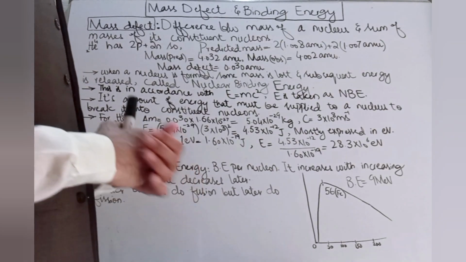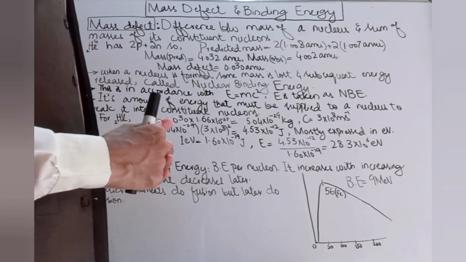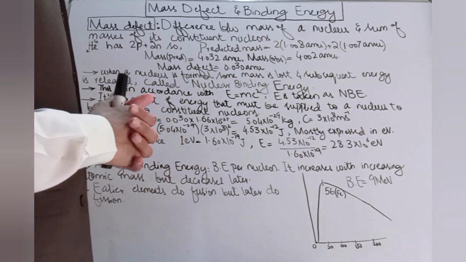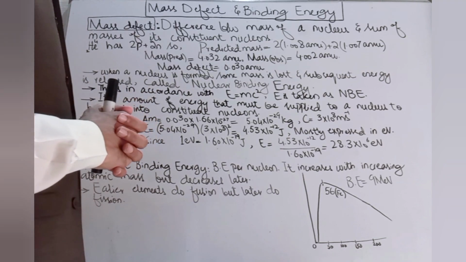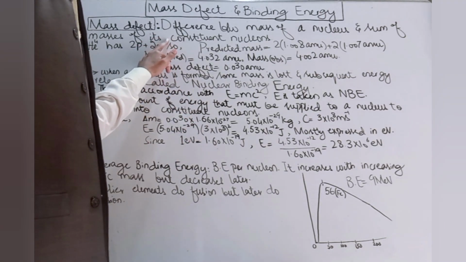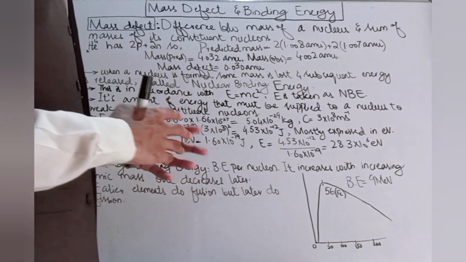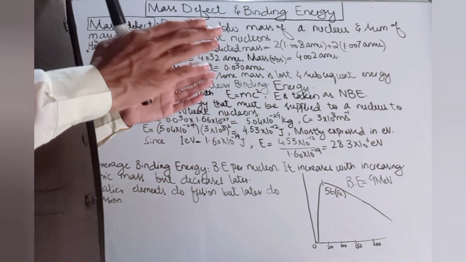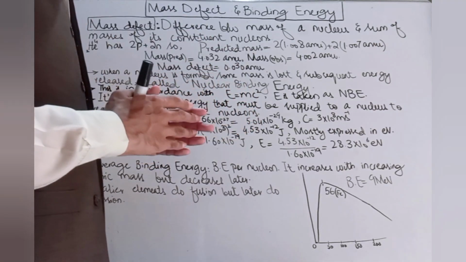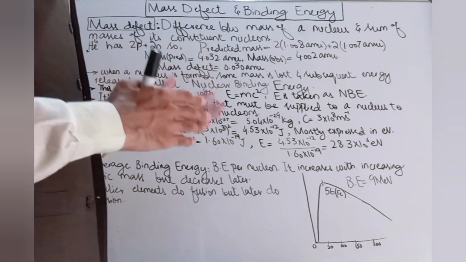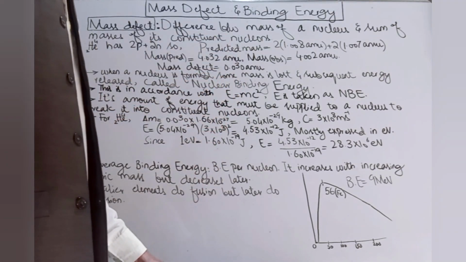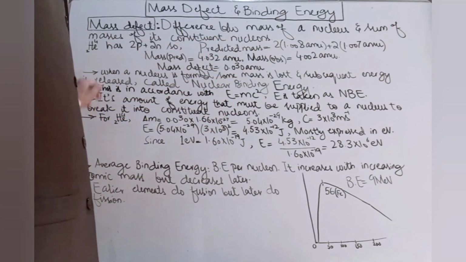So first of all, we will look at what mass defect is. Basically, the difference between the mass of a nucleus and the sum of the masses of its constituent nucleons is known as the mass defect. As I have mentioned earlier, the mass of a nucleus is a little bit less than the sum of the masses of the nucleons. So this difference is known as the mass defect.